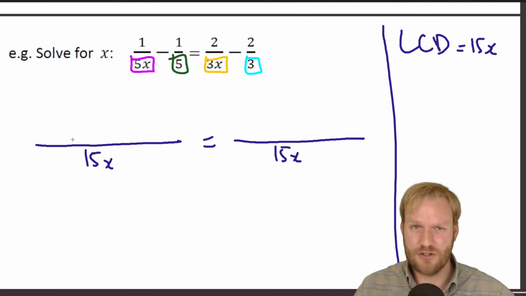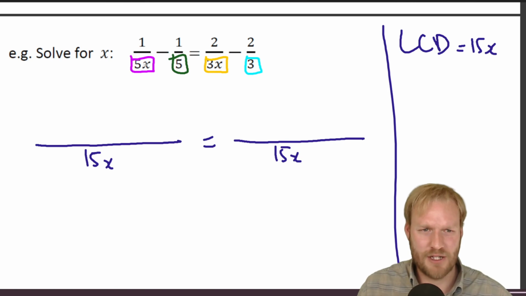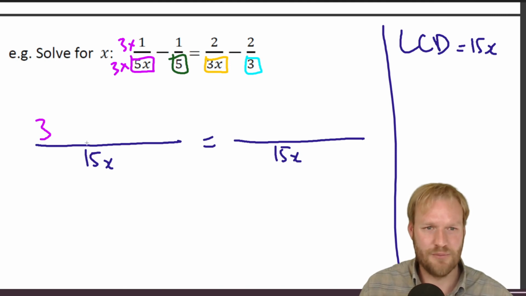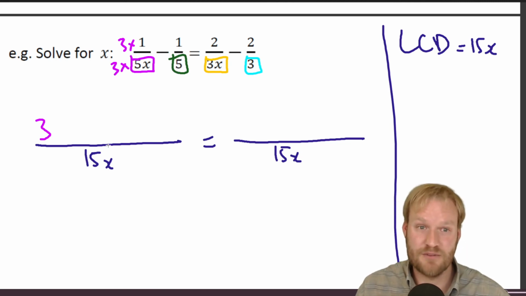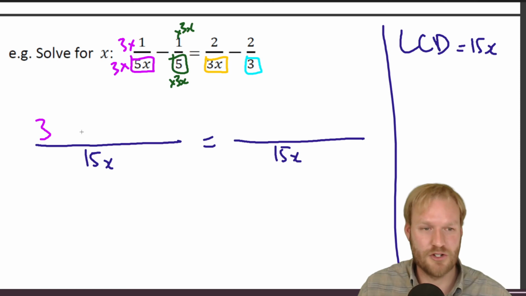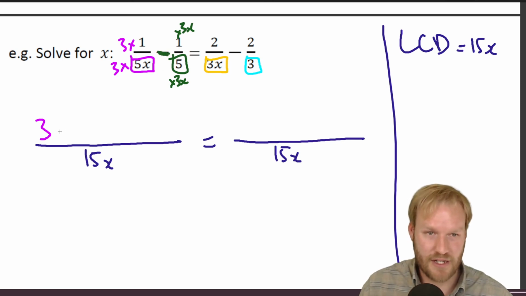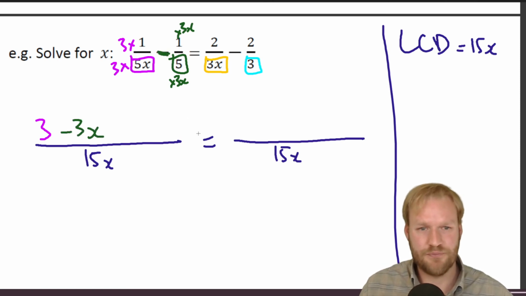So now we just go through and ask our questions. What do we need to multiply 5x by to get to 15x? Well, we need to multiply it by 3, so therefore multiply the top by 3, so that's going to be 3. Then for our next term, we've got 5. What do we need to multiply 5 by to get to 15x? Well, we need to multiply that by 3x. 5 times 3x is 15x. What you do to the bottom, do to the top. Don't forget this minus over here, minus 3x.